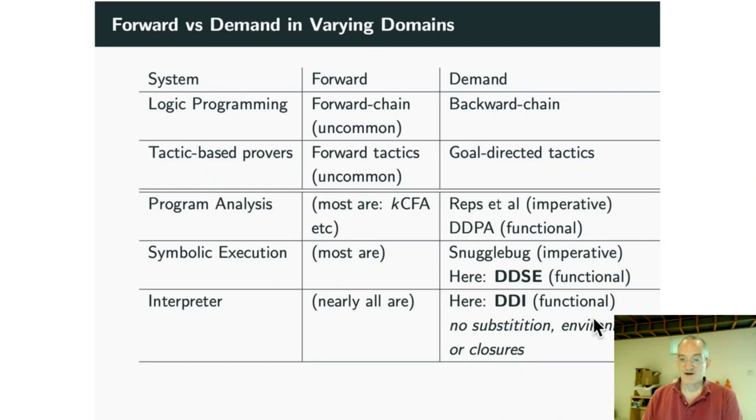To do a functional demand symbolic executor, we need an interpreter which is demand-driven, in which we're going to symbolize. So we're also going to present DDI, which is a new notion of functional interpreter. It is novel and it has no substitution environment or closures, because these data structures are built in the forward direction and we're not running forward. So the interpreter itself is pretty interesting.